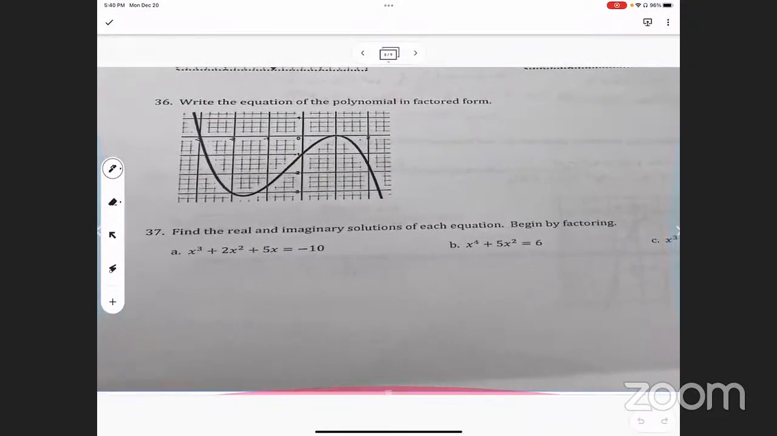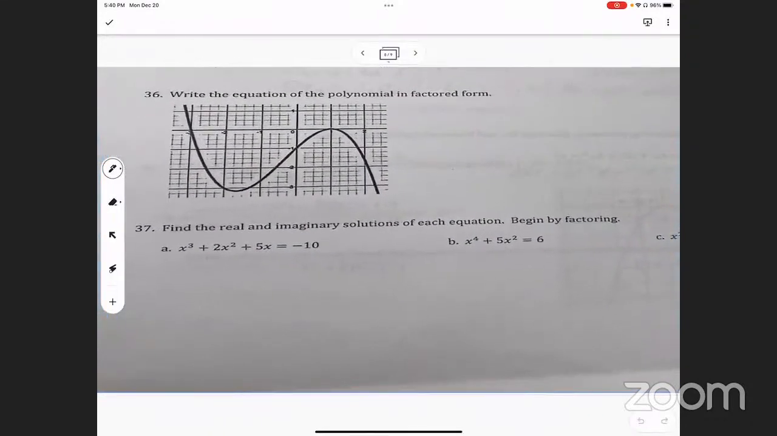Okay, let's do 36. Write the equation of the polynomial in factored form. Well, let's just analyze, just like what we did. You see we have a 0 here. What kind of 0 is it? Oh, I see the 0. It's at 1, right? So that means I have x minus 1 as a factor, right?